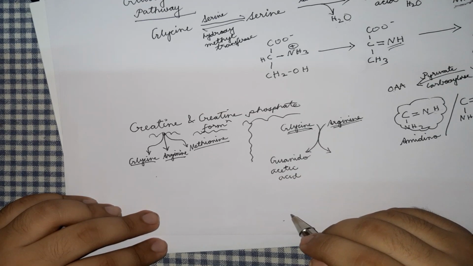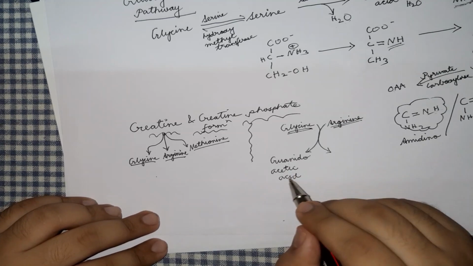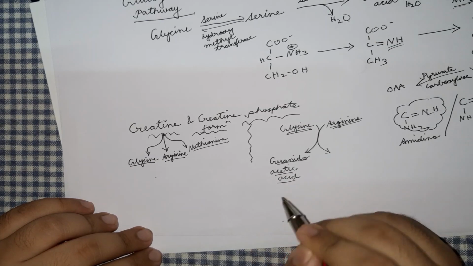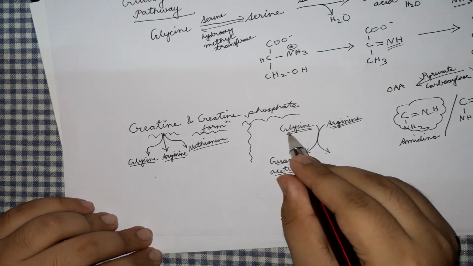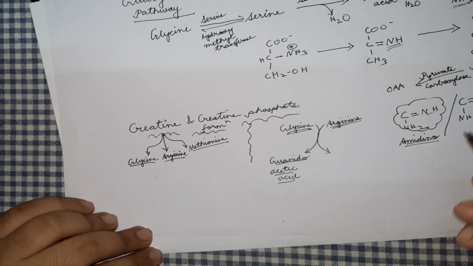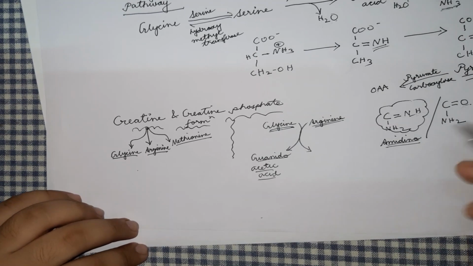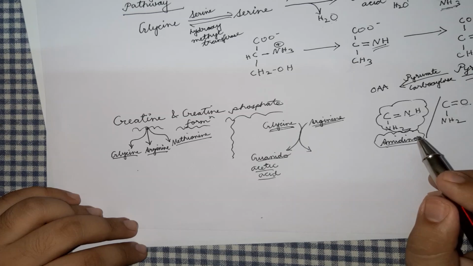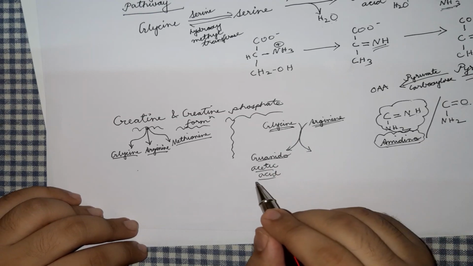All right, guanidoacetic acid. That is the name of the product which is formed. That is glycine, after getting the amidino group, it is forming the guanidoacetic acid.